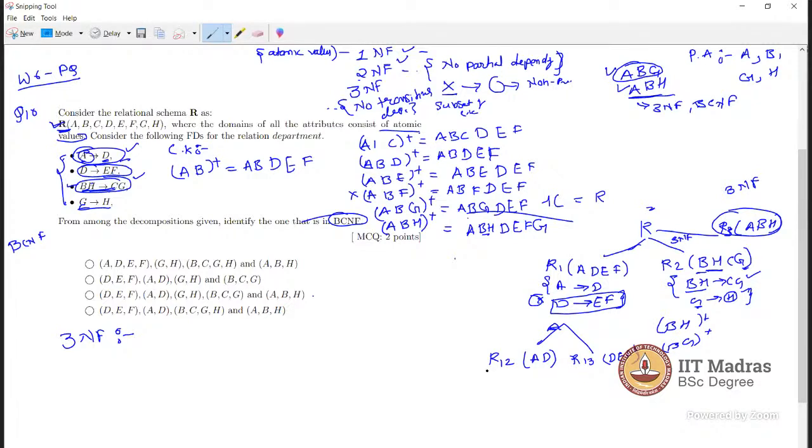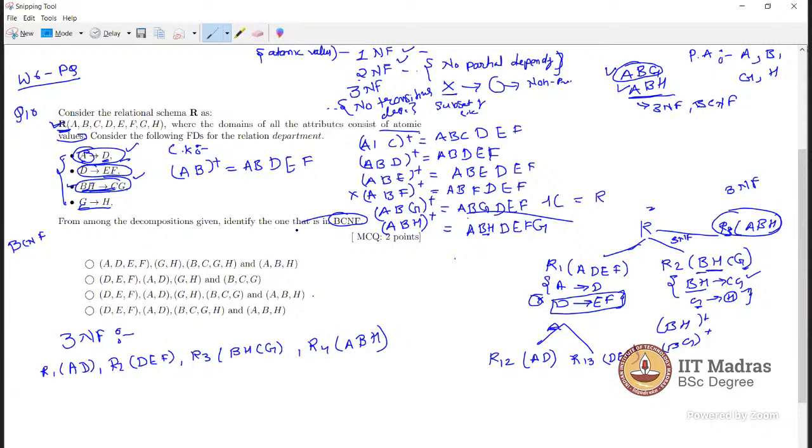Yes, sir. So our 3NF decomposition, I'm rewriting, is R1 as AD, R2 as DEF, R3 as BHCG, and R4 as ABH. So these are in 3NF.